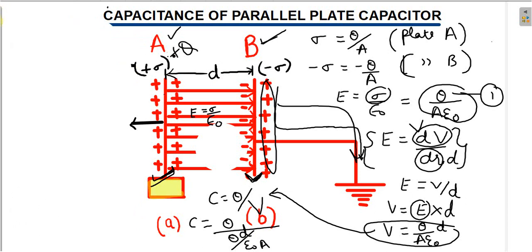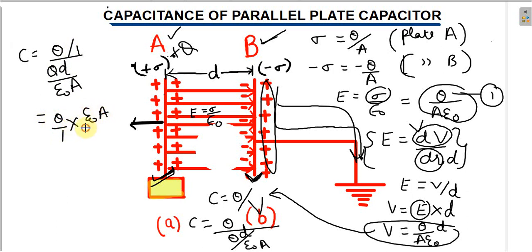So finally we have C is equal to Q by Qd over epsilon naught A. Here is nothing, so we can write 1. In the next step you will get Q by 1 times epsilon naught A by d, Qd. So Q cancels. Finally you will get epsilon naught A by d. This is the final formula for the capacitance.